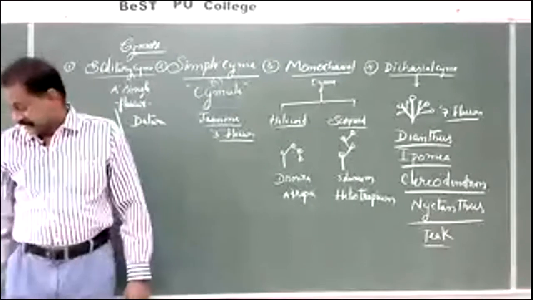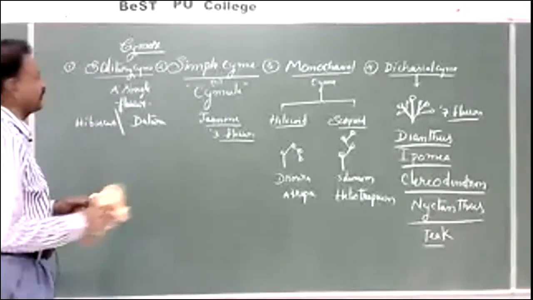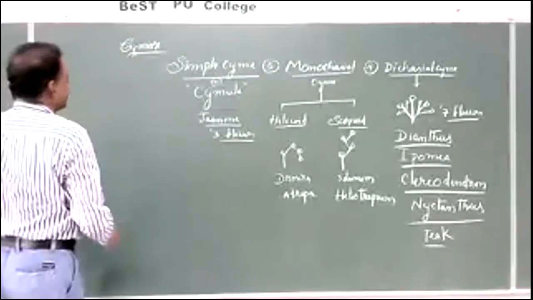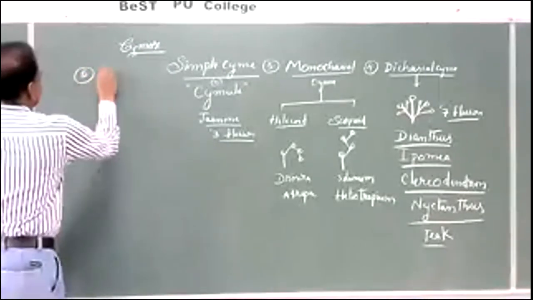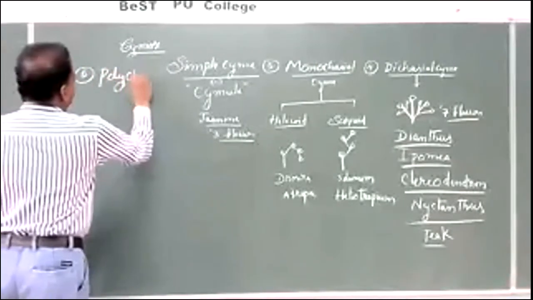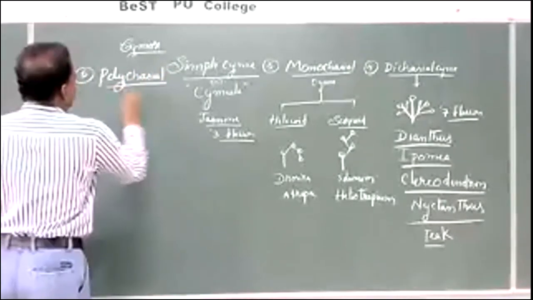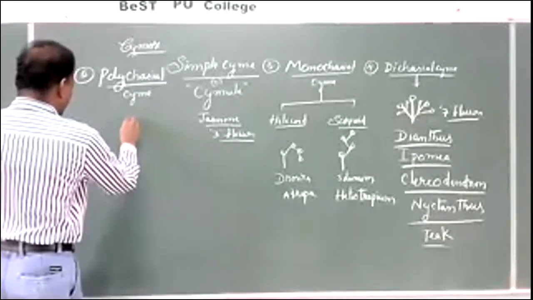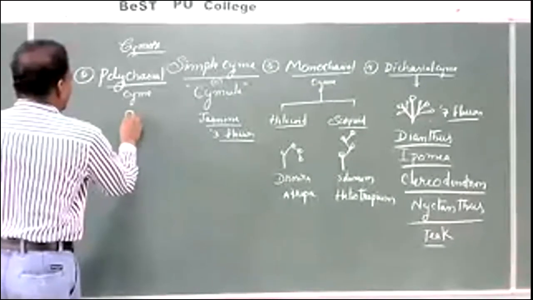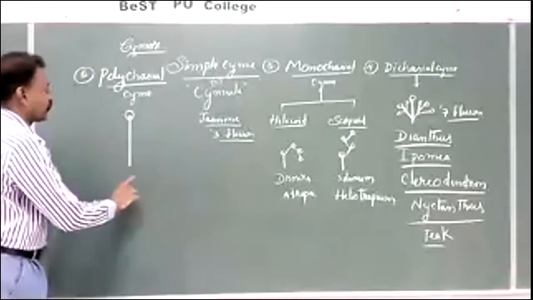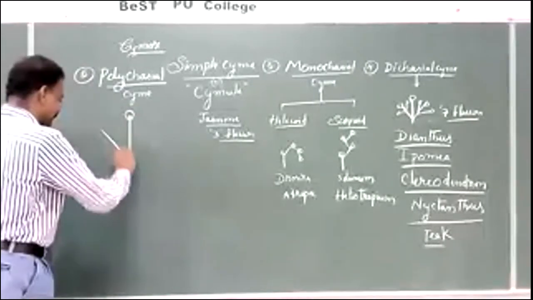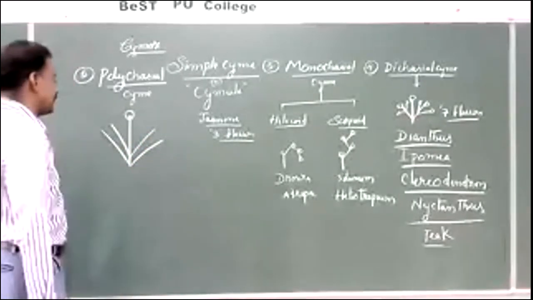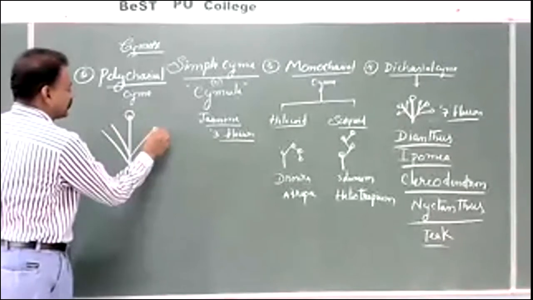And finally, in the previous class, we have seen the last one, that is polycacial sign. Here the main axis terminates into a flower. It produces more than 2 branches, for example 4 branches. Each and every branch terminates into a flower.